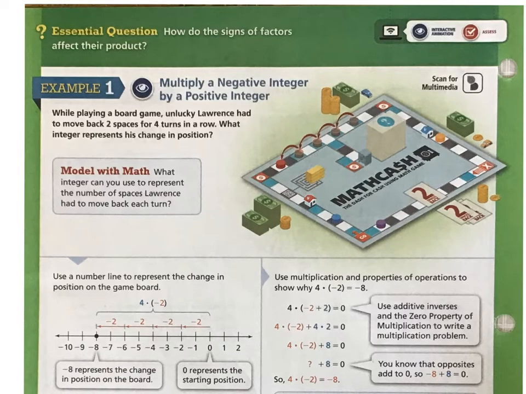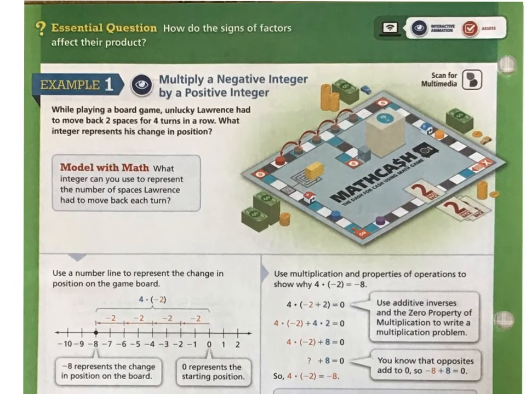Now let's take a look at the essential question and example 1. How do the signs of factors affect their product? Remember, factors are the numbers within that multiplication problem. Okay, so these are your factors. And your product is the answer.